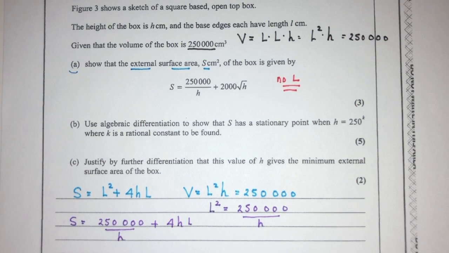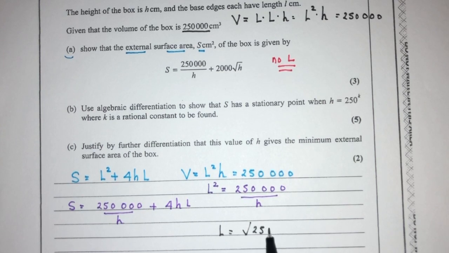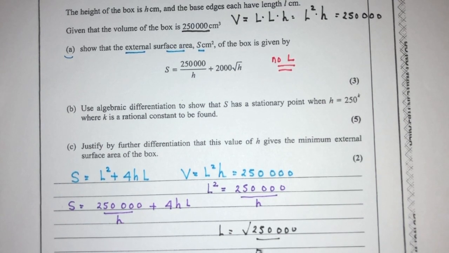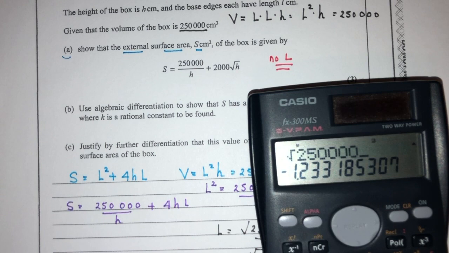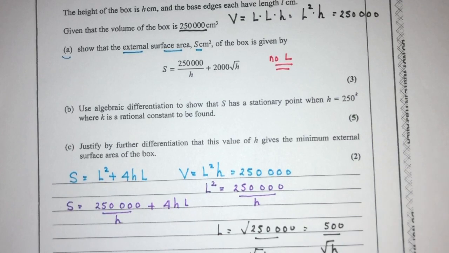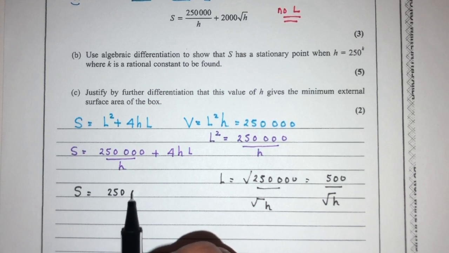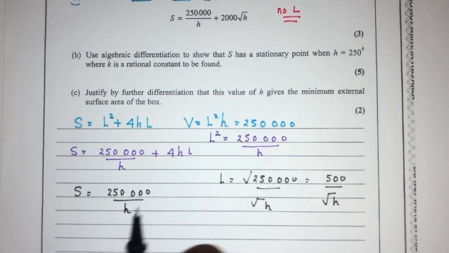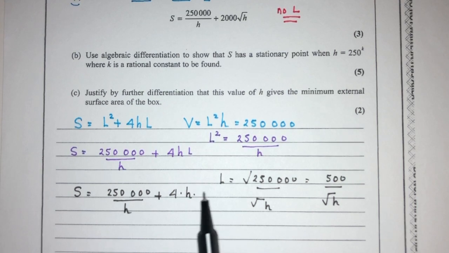Now following this, we can find the value of L as well. So what is the value of L? L will be the root of the top value over the root of the bottom value. So root of 250,000 will be 500. That will be 500 divided by root of H. So you will have S equal to 250,000 over H plus 4 times H times L, where L is 500 over root of H.